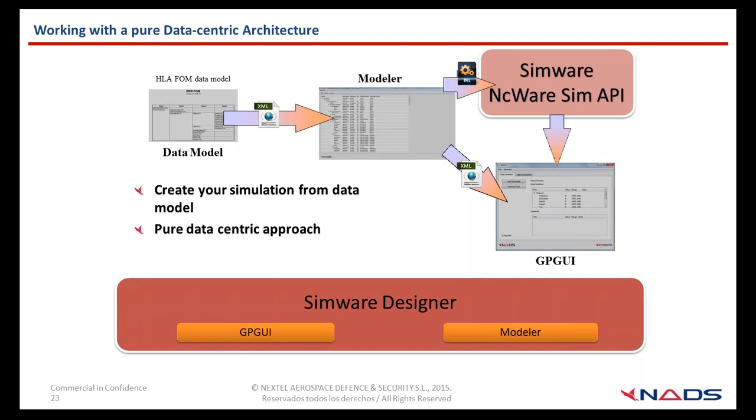Additionally, we also have the tool called GPGUI that is an auxiliary tool for creating the panels for the final user interface. At the end, the user will have an interface to decide to create the objects, the participant, the entities in the simulation. With that tool, we create the panels of the initial conditions for these entities.